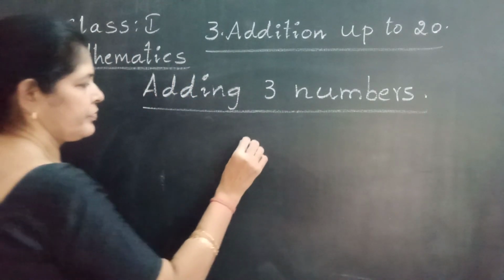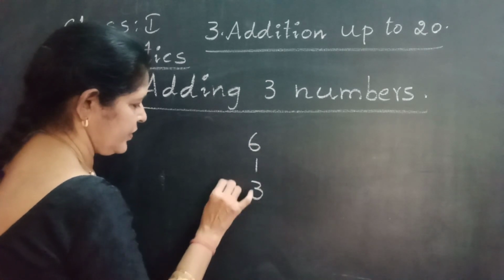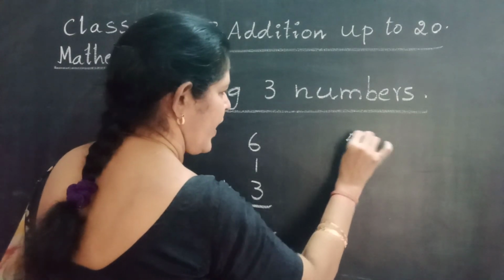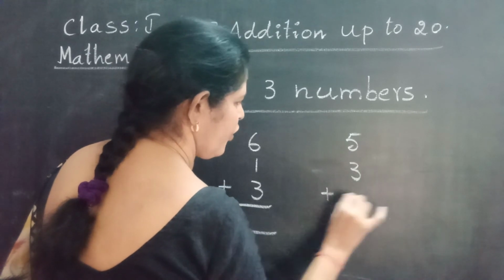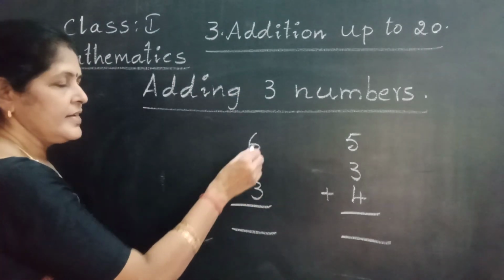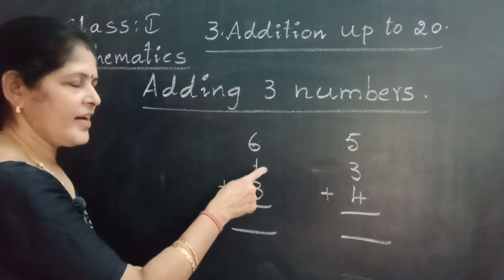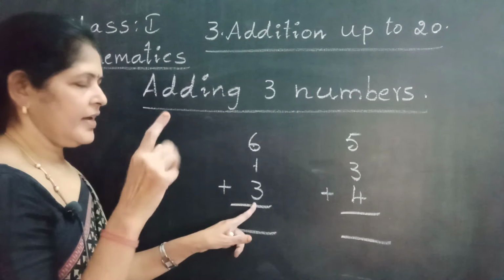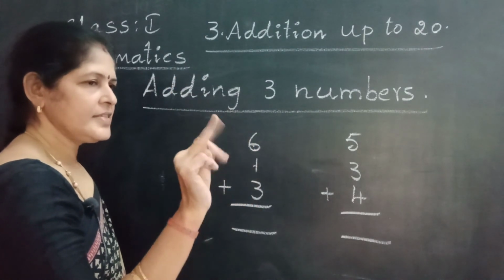Come on children. 6 plus 1 plus 3. 6 plus 1 plus 3. 5 plus 3 plus 4. Come on. First adding these 2 numbers. 6 plus 1. Yes. 6 plus 1. 6 after 7. 7 in the mind. Take 3 fingers. 7 after 8, 9, 10.